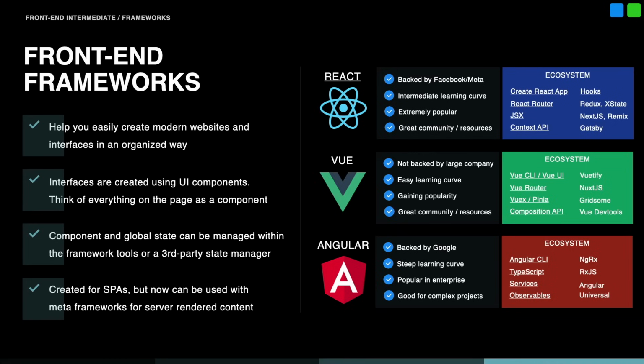NgRx is used to manage state. It's a third-party state management system that was actually inspired by Redux. And NgRx uses something called observables, which are very common in Angular. And observables are used to work with asynchronous data or data streams. And it's another aspect of Angular that I think makes it a little bit tougher to learn.